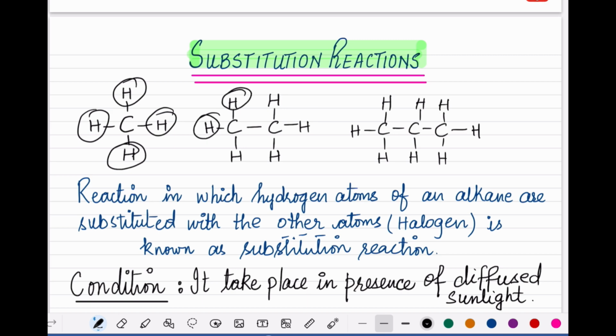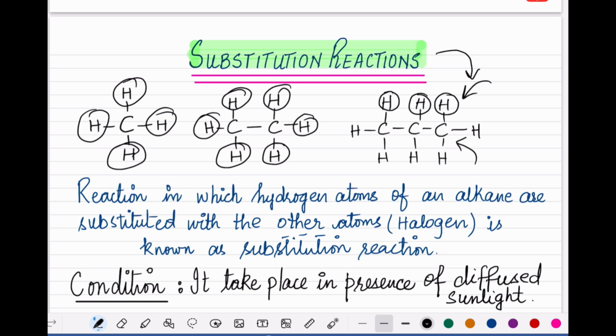All carbon atoms are involved in the formation of 4 single covalent bonds here. And these are the maximum number of bonds that a carbon atom can make. So this means that no new atom can be added in the alkane. However, already present hydrogen atoms can be substituted or replaced with some other atoms. So these types of reactions are known as substitution reactions.